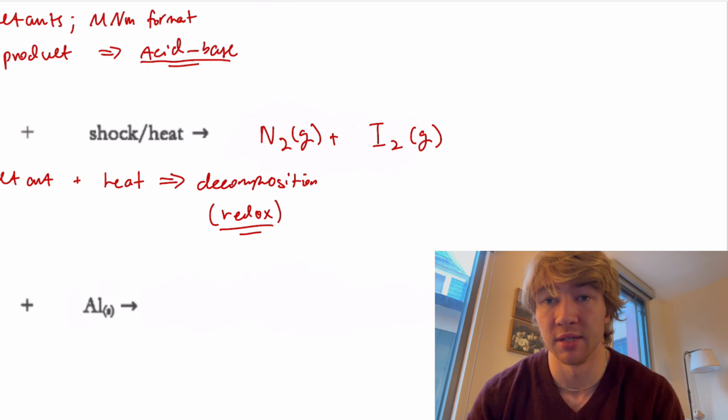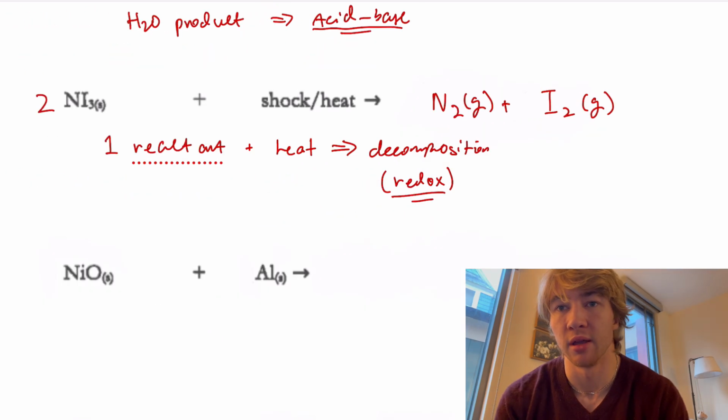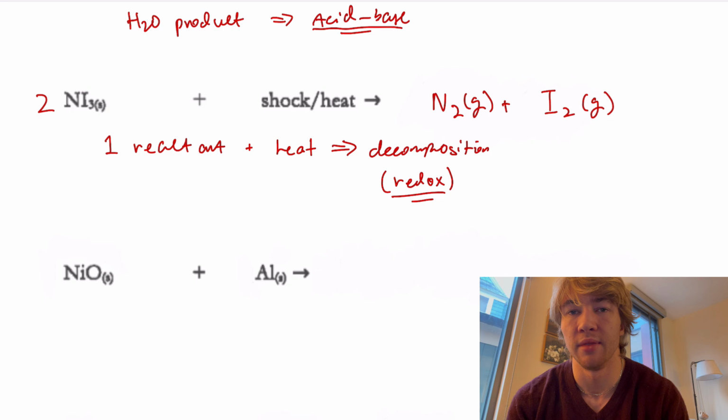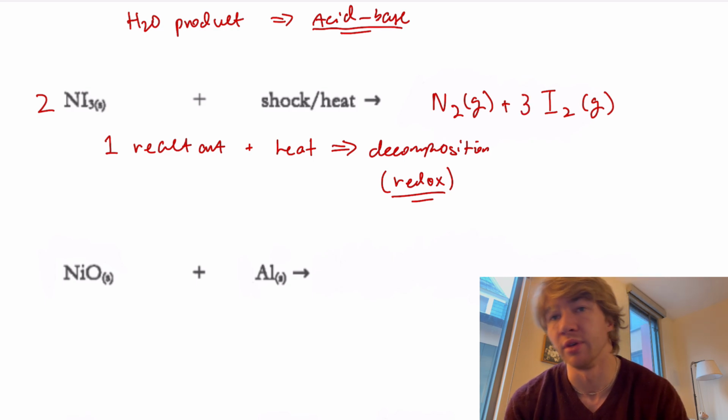Balancing is relatively simple. We can just put a 2 in front of NI3 to balance nitrogens, and then that will give us 6 I's, so we'll put a 3 in front of I2.